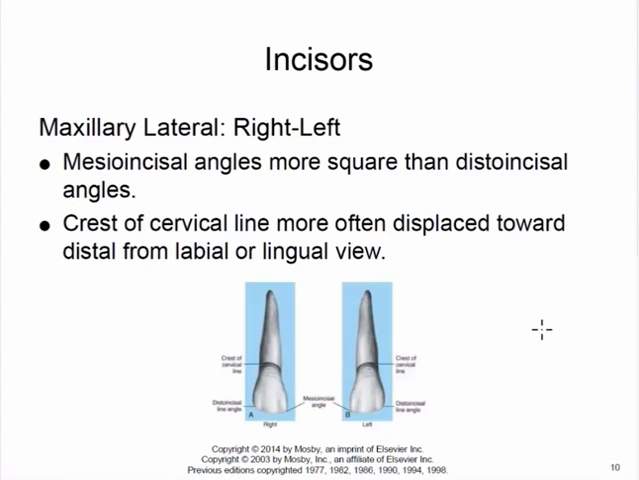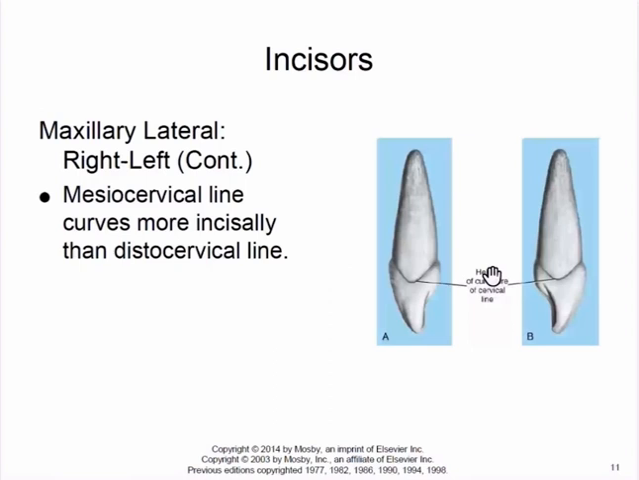To know right from left, we want to see the mesioincisal angle that is sharp. And we want to see the cervical line, the cemento-enamel junction, that is displaced, longer mesially than distally. For the maxillary lateral, you can see the mesiocervical line in the cemento-enamel junction. This is the only thing to know, right or left.